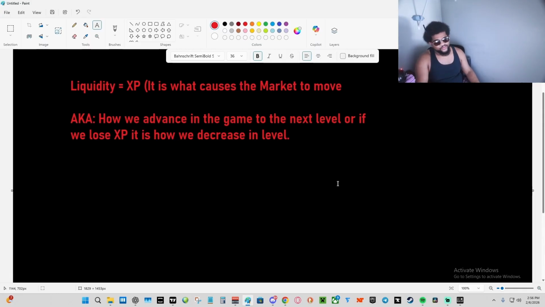We have gone over what XP is. So what you should write down in your notes is exactly what you see on the screen here, okay? Liquidity equals XP. XP, what is it? It is what causes the market to move. It is what causes the game to move in the first place. In other words, it is how we advance to the next level in the video game, whether you're on the villains team looking to advance, or you're on the heroes team looking to advance. XP is how we advance in the game to the next level. Okay? That is all it is.